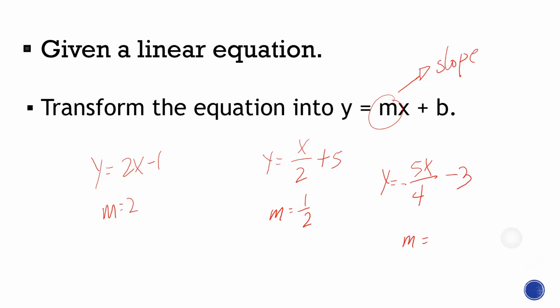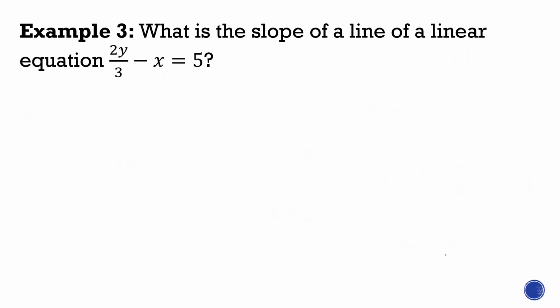Let's say negative. So that would be negative 5 over 4. Okay, but of course, not all equations are already in that form. That's why we need to transform, like in this case. So we have 2y over 3 minus x equals 5, right? We need to convert that or transform that into y equals mx plus b. So how are we going to do that?